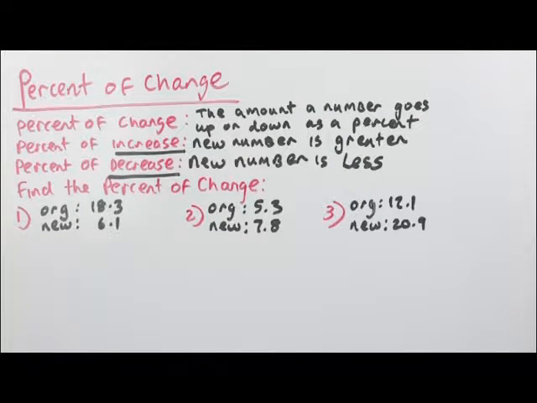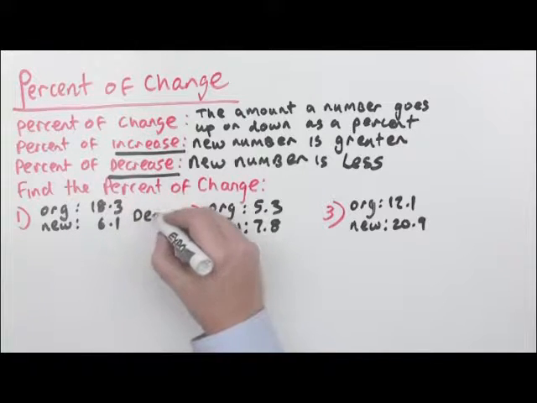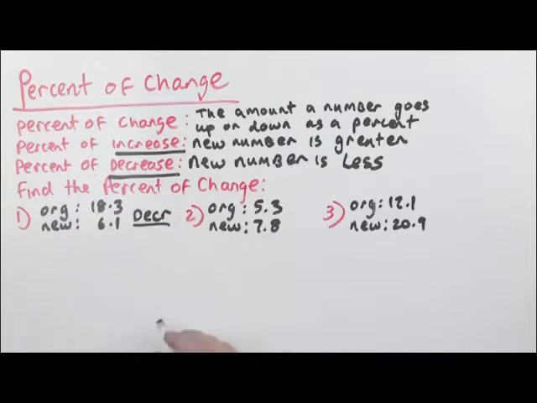The percent of change is the amount a number goes up or down. The increase is if the second number is greater, and the decrease is if the second number is less. So let's look at one. This is going to be a decrease because the second number is less.